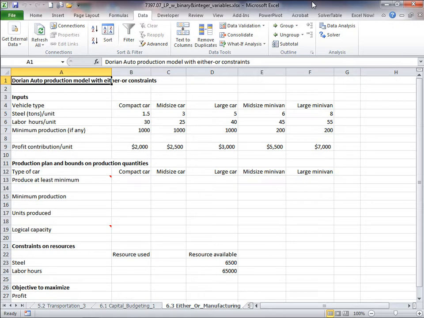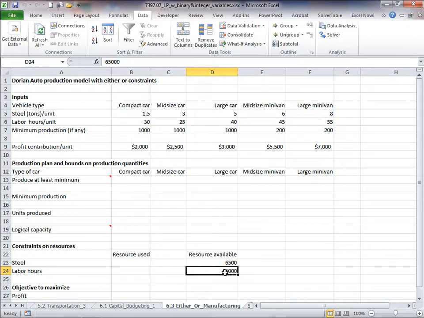Dorian Auto is considering manufacturing 3 types of cars, compact, midsize, and large, and 2 types of vans, midsize and large. The resources required and the profit contributions yielded by each type of vehicle are shown below. At present, 6,500 tons of steel and 65,000 hours of labor are available. So here's our steel resource, here's our labor resource.